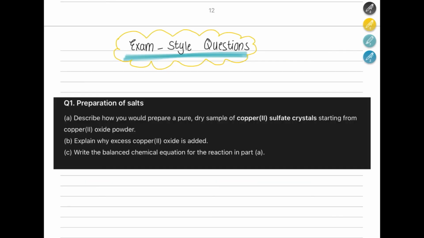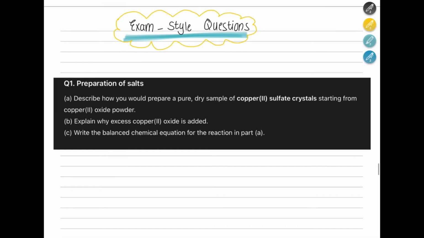Alright, now let's have a look at these exam style questions. Let's read the questions together, and I encourage you to solve these questions on your own first. And if you are done or if you are stuck, let's start. So the first one is based on preparation of salts. Describe how you're going to prepare a dry sample of copper sulfate crystals starting from copper oxide powder.